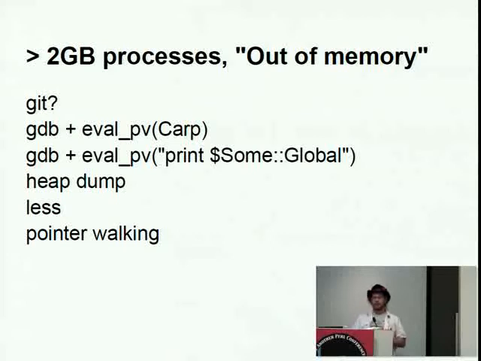Another issue is, once upon a time I had processes that would instantaneously increase to either approximately 2 gigs or would run out of memory. The way we solved this was, we looked for source code changes and didn't find anything reasonable. Along the way, we figured out how to eval Perl code from inside GDB, because again, we're in an adverse environment, and I don't really know what's going on.